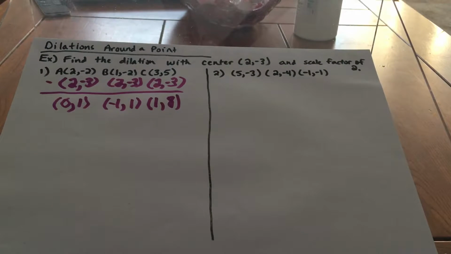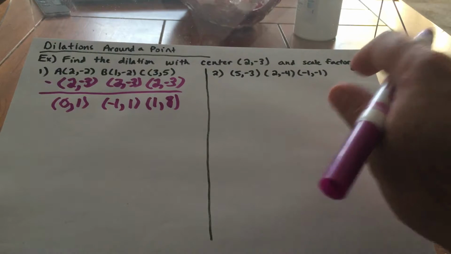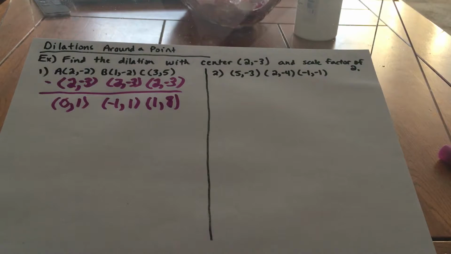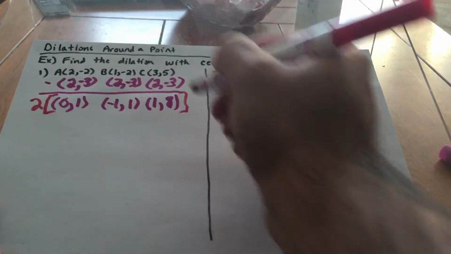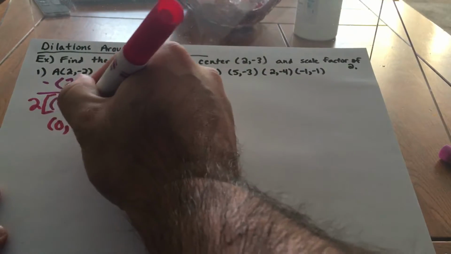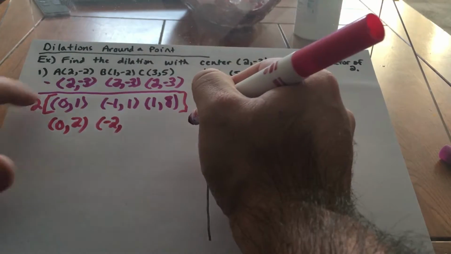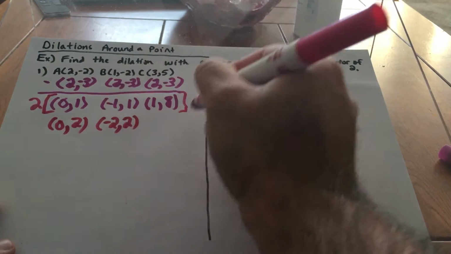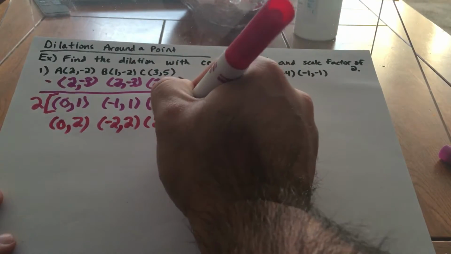Once we subtract off the point, then all you got to do is take the scale factor you're given, 2, and multiply it across all those points. So these points now we're going to take and multiply every point there by 2. So 2 times 0 is 0. 2 times 1 is 2. Then we'll do the next one. 2 times a -1 is -2. 2 times a +1 is a +2. 2 times 1 is 2. And then 2 times 8 is 16.